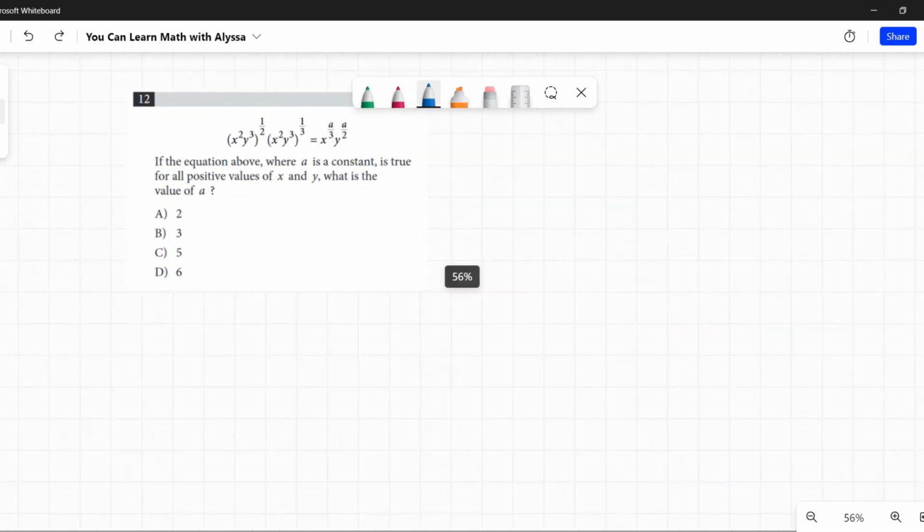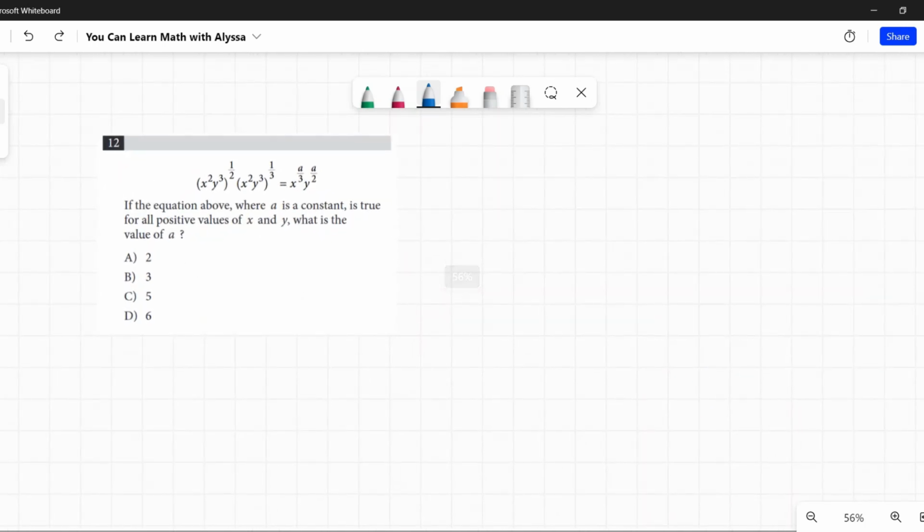On to 12. If the equation above, where A is constant, is true for all positive values of X and Y, what is the value of A? So there's no zeros in here. Don't have to worry about that. They're testing your knowledge of exponent rules. So let's break this down.